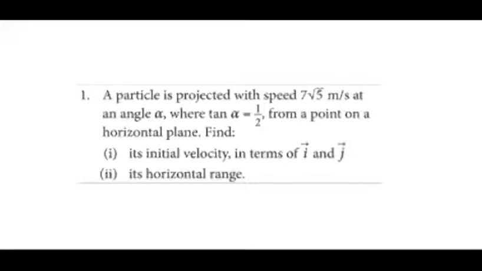This is question 1. A particle is projected with the speed 7√5 meters per second at an angle alpha, where tan alpha is 1/2, from a point on the horizontal plane. Find its initial velocity in terms of i and j and its horizontal range.